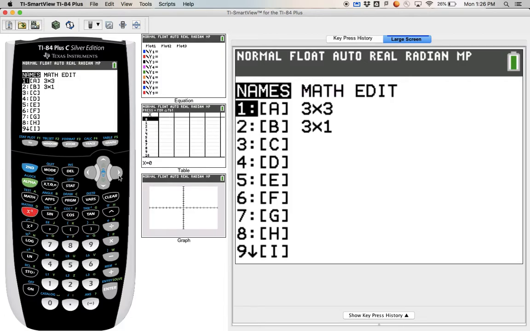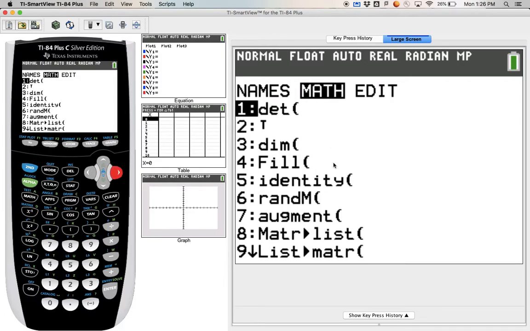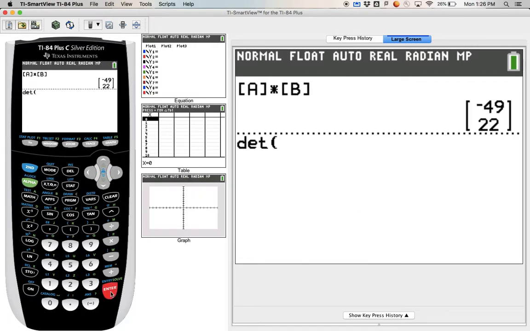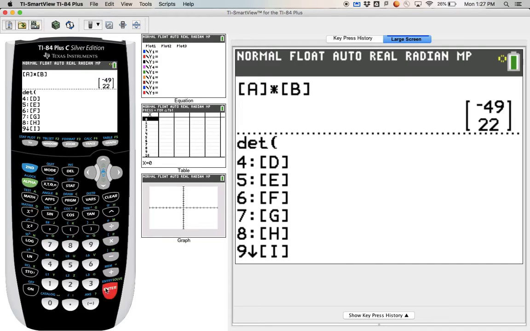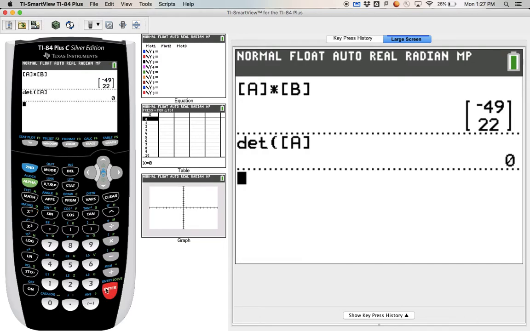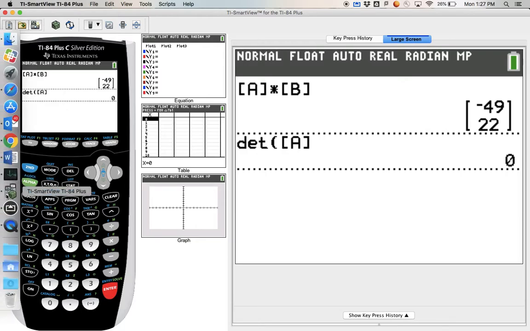You're going to go to this middle option here, and it's going to have a bunch of different things. I don't think we use anything else except really the determinant. I guess you could find the dimensions of your matrix if you wanted, but we'll go determinant, and then we have to enter in matrix A. So I'll hit second matrix again, and then I'll choose matrix A, and then enter. And notice that came out to 0. That was the same exact thing that we got when we were working it out.